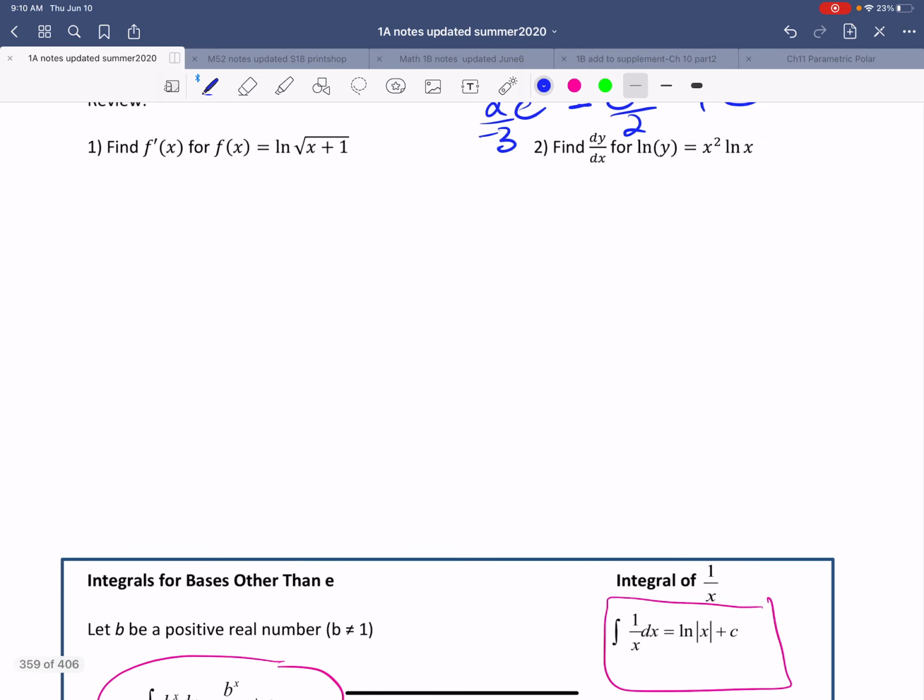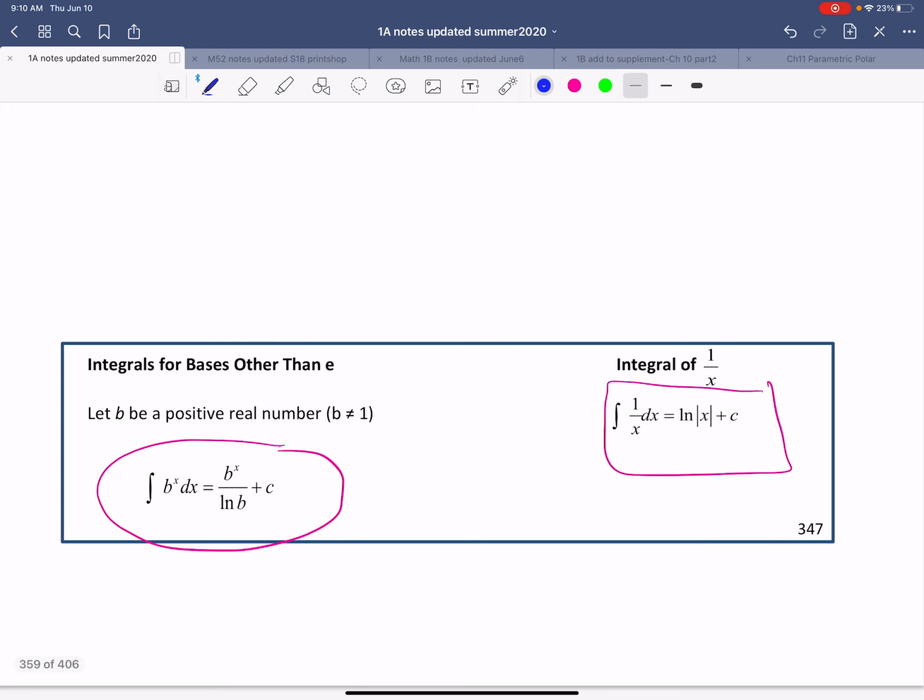Next we're going to look at the integral of natural log. Other than e to the power x, if your base is not e, what's going to be the integral? So if your base is b, with b to the power x, the integral will be b to the power x divided by natural log of b. For example, if you were doing the integral of 3 to the power x dx, it would be 3 to the power x over natural log of 3 plus c. And same if you have the integral of 1 over x dx, that's natural log of the absolute value of x plus c. Absolute value of x, just so that we make sure that there's no domain restrictions with the natural log function.